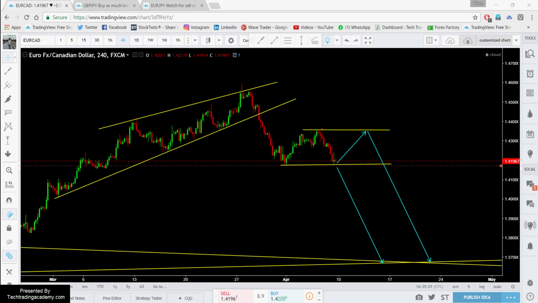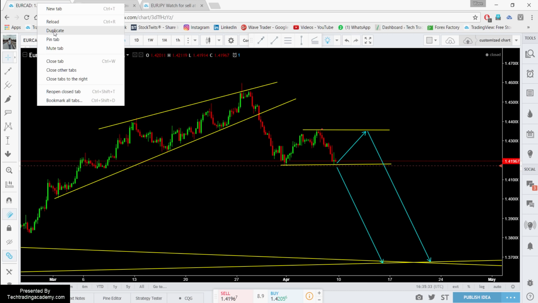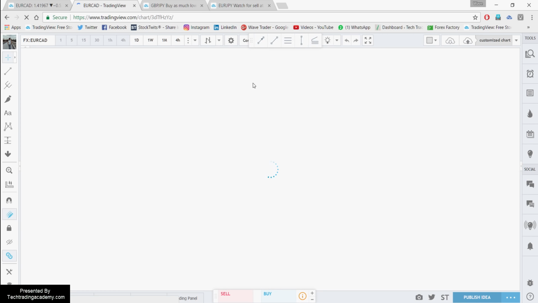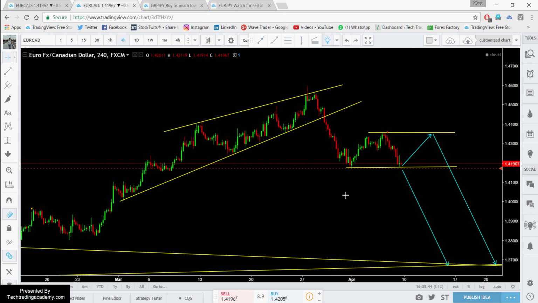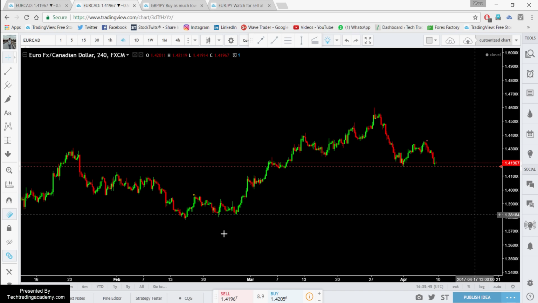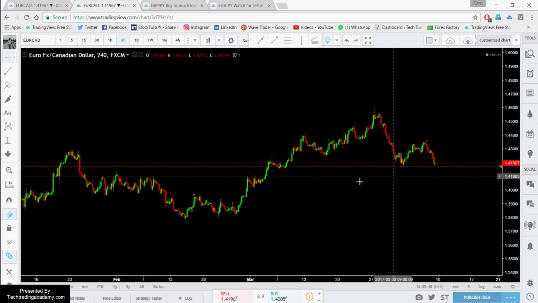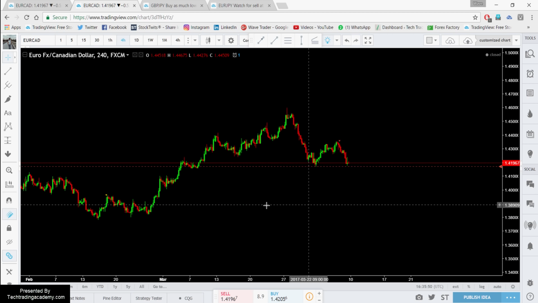Okay, so let me tell you again, fellows, by showing that chart on a clear chart, the trade setup on a clear chart. All right, so you guys understand what I'm talking about.